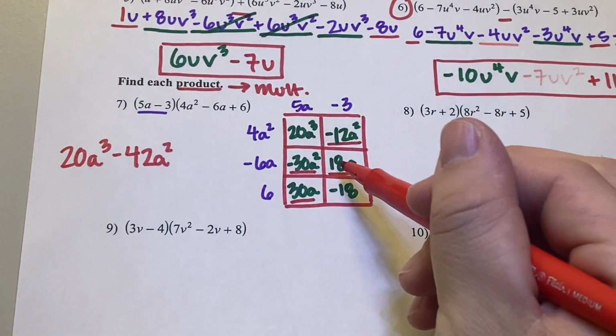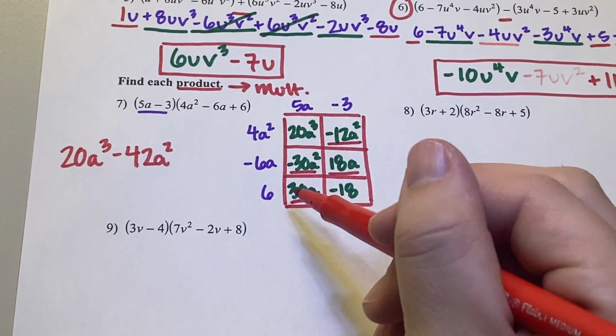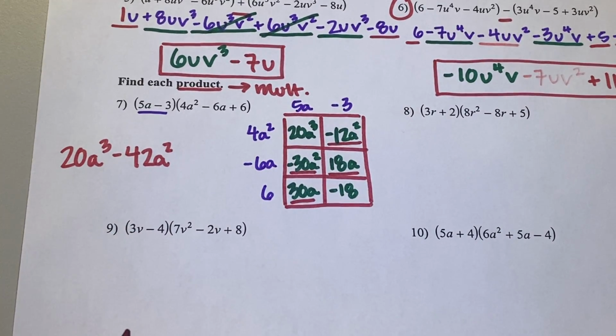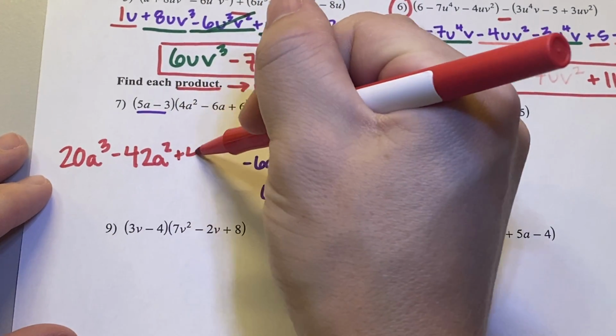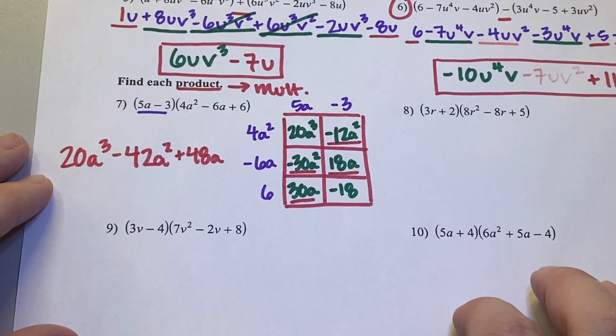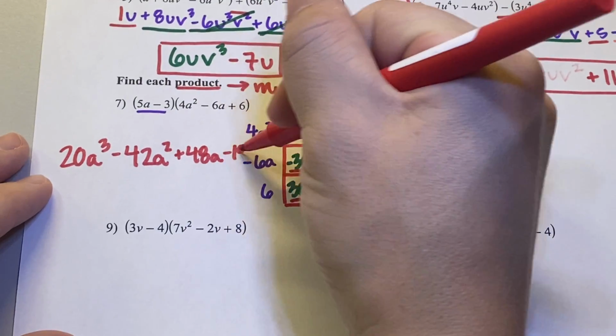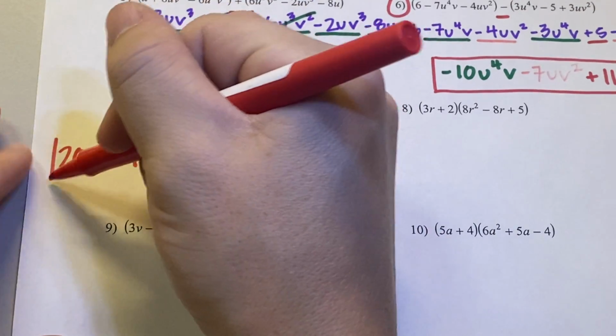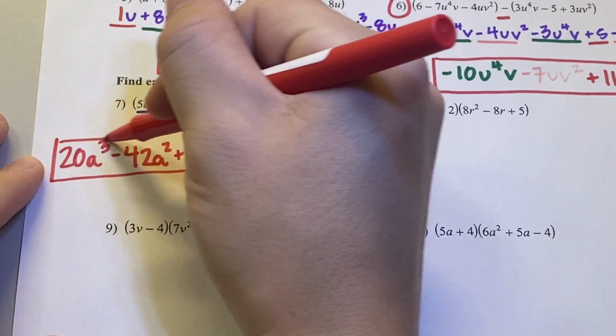Okay, then we decided I can combine 18a and 30a. So what's 18 plus 30? 48, positive 48a. And then can I combine this negative 18 with anything? You just add at the end. Nope. So we just add them at the end.